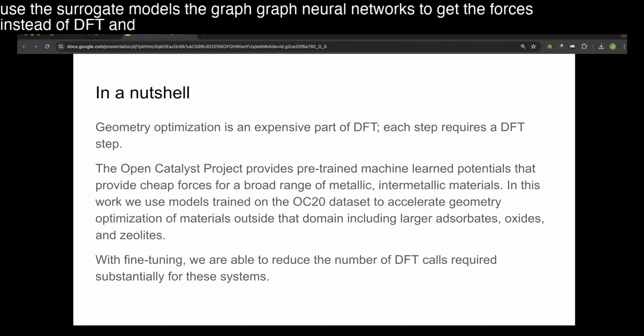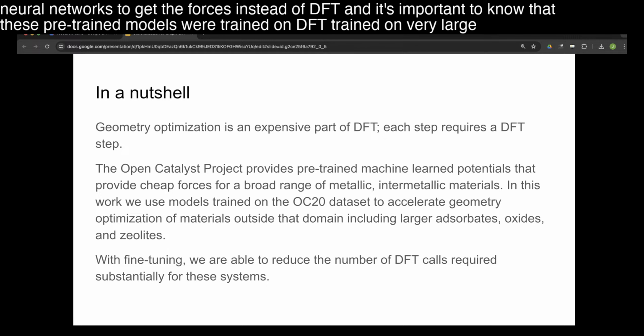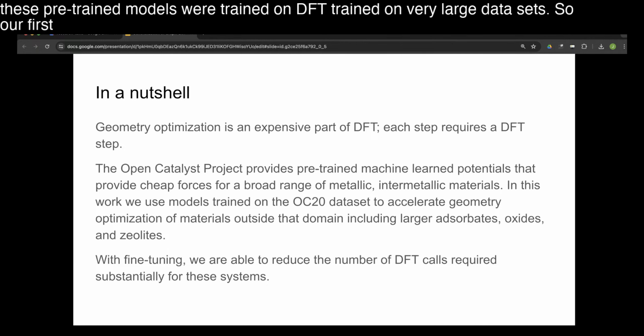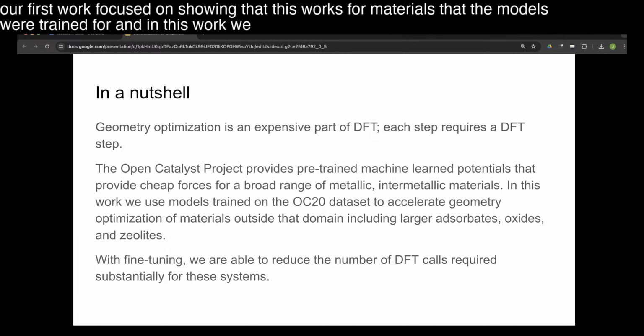It's important to note that these pre-trained models were trained on DFT, on very large data sets. Our first work focused on showing that this works for materials that the models were trained for. And in this work, we look at what happens when you use materials outside that domain.